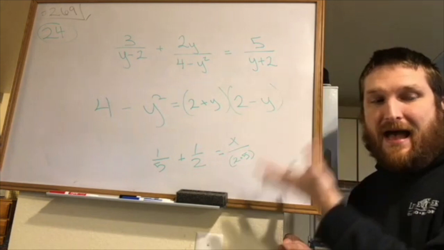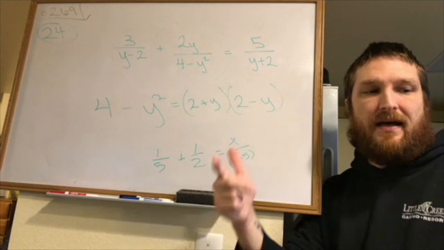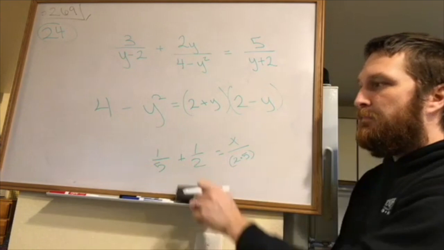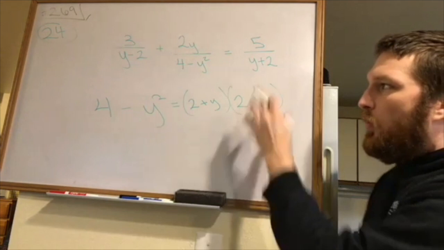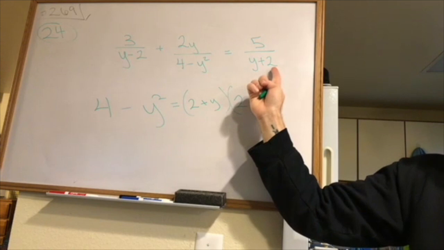The same kind of thing here. We don't want to go overboard and say, well, I have to multiply by y minus 2, I have to multiply by 4 minus y squared, and I have to multiply by y plus 2. That would be overkill, the same way it would be overkill to multiply by more than you need to. But the tricky thing about this equation is that the way it's written is 4 minus y squared, and that looks nothing like these guys here.